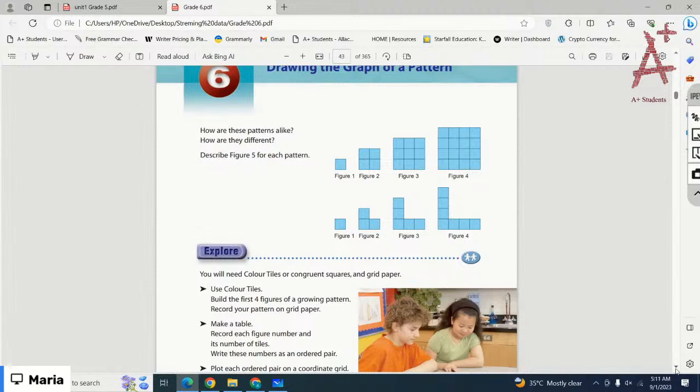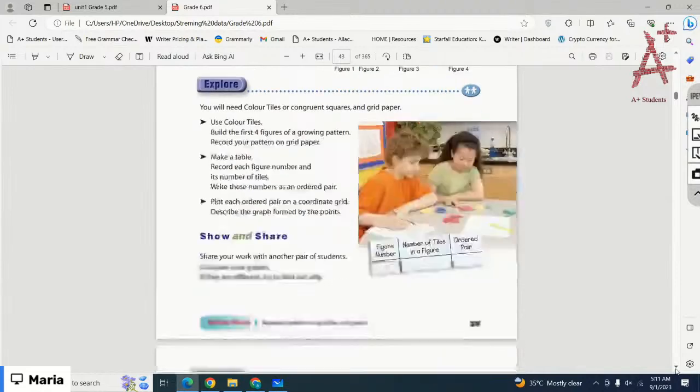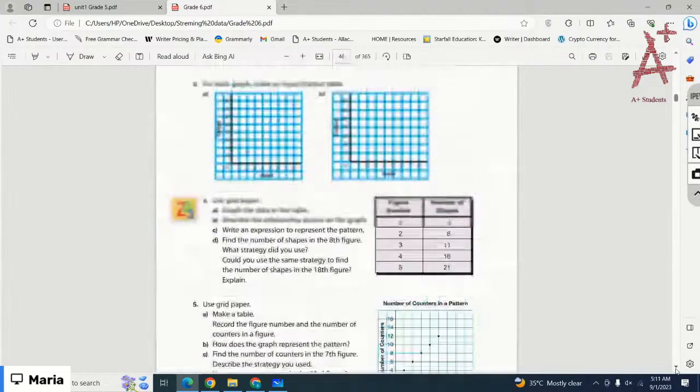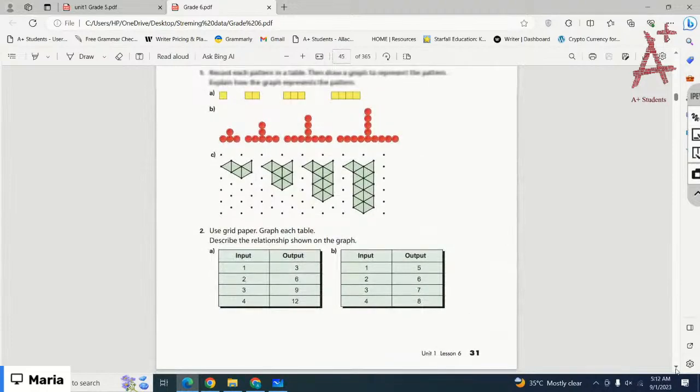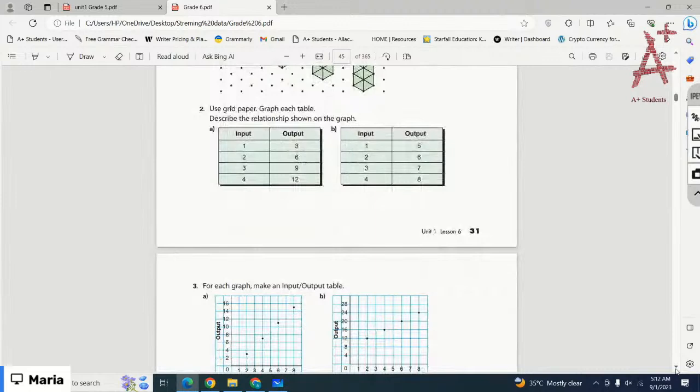Do you find the lesson now? Okay, let's just start with question number 2. Use grid paper, graph each table, describe the relationship shown on the graph. You are given the table, you just have to plot the values on the graph, right?